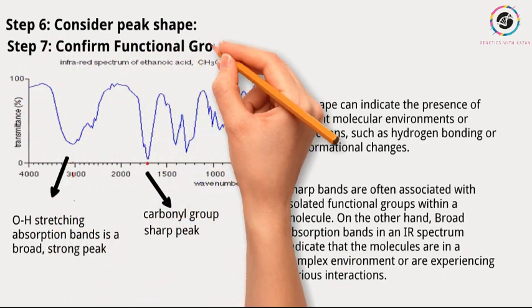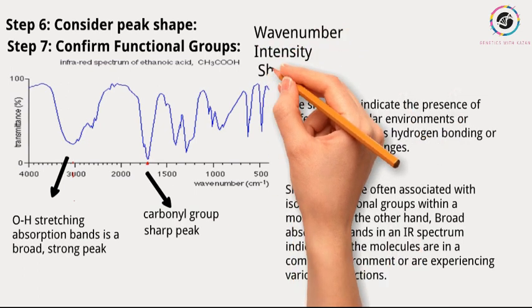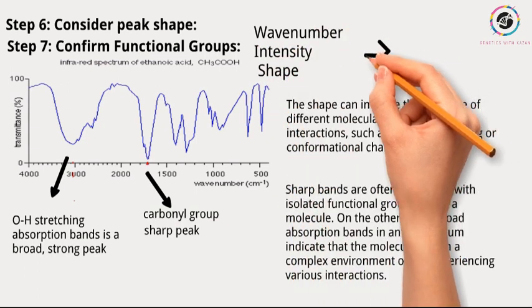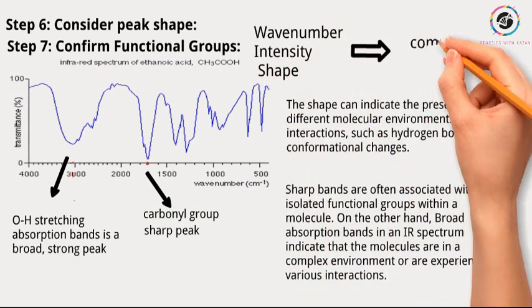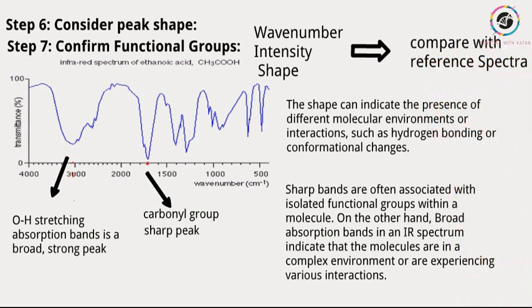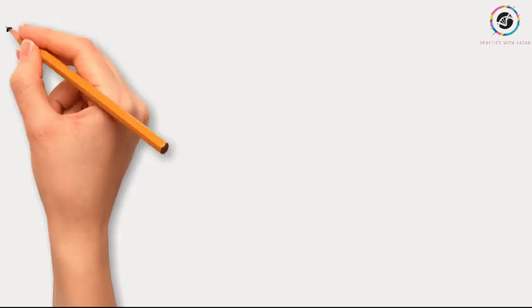Step 7. Confirm functional groups. Once we get the wave number, intensity and shape of the existing peaks or absorption bands, you can compare the observed bands with reference spectra or databases to confirm the presence of specific functional groups. Step 8. Interpretation. Based on the defined functional groups, you may be able to figure out the identity of the molecule of interest.